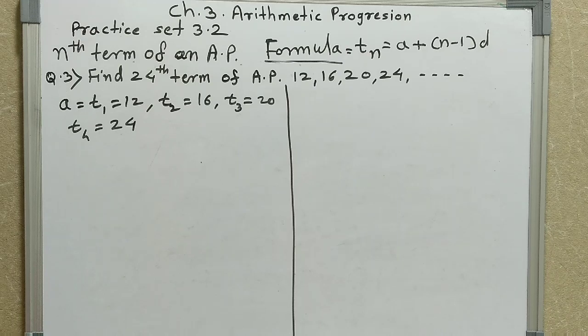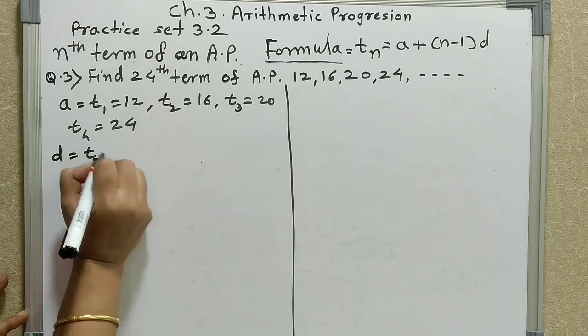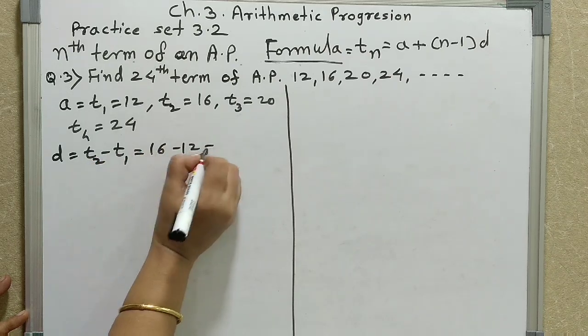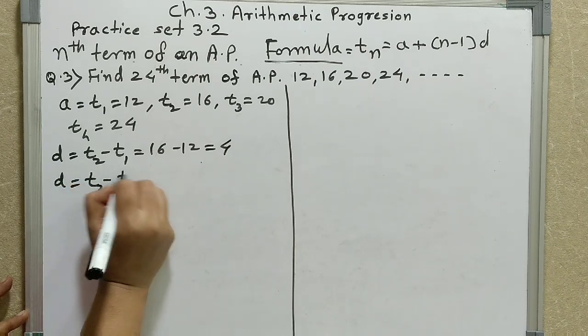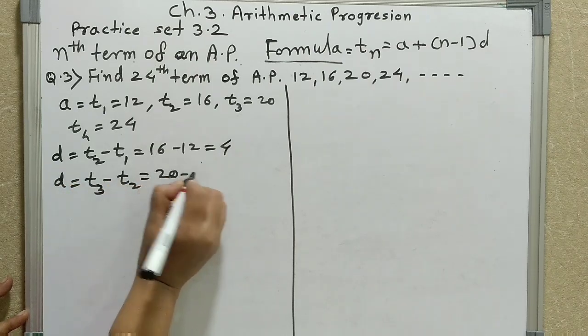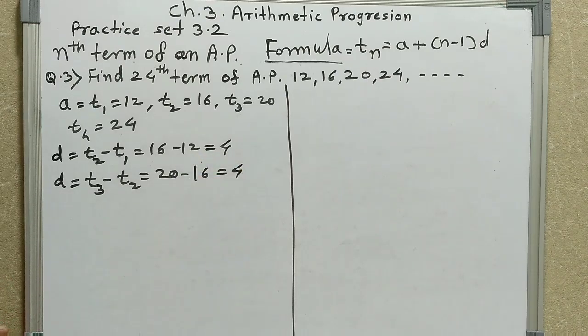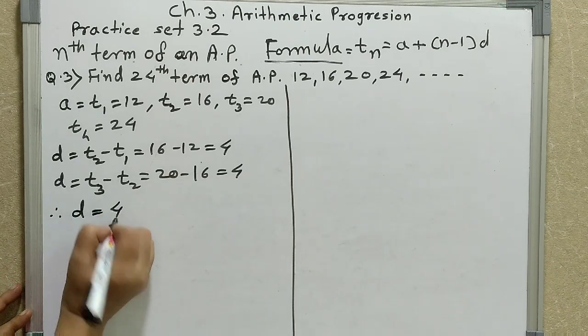Now we find out the difference between these consecutive terms. D is equal to T2 minus T1. T2 is 16 minus 12 is equal to 4. Then T3 minus T2, T3 is 20 minus 16 is equal to 4. This common difference becomes a constant. Therefore D is equal to 4.